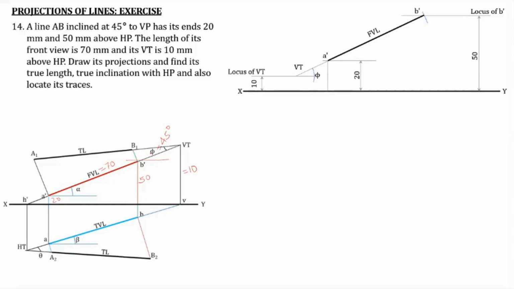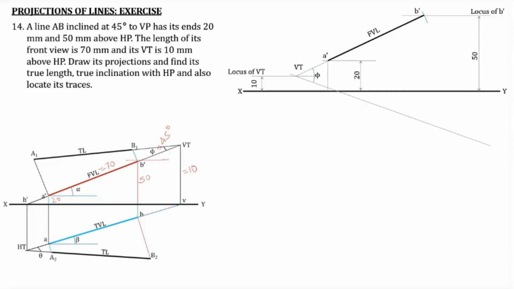Phi is the true inclination with the VP. So true inclination with the VP is given, so that 45 degree is marked in this direction. It can be marked on the away side also, that is above this particular line you can mark 45 degree. It doesn't make any difference. The only difference is the space that you need will be much larger. So in this case I am taking it below this VT A dash line, this 45 degree. So that particular 45 degree line is drawn.